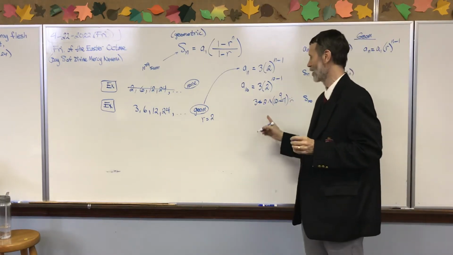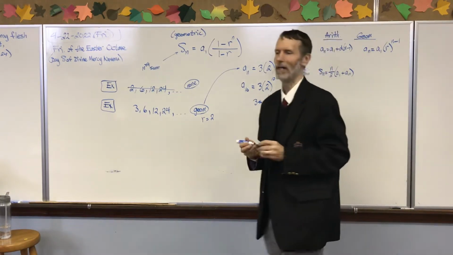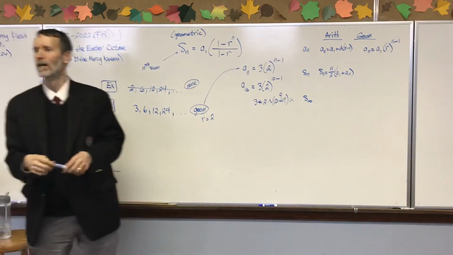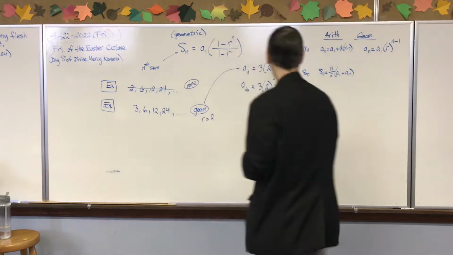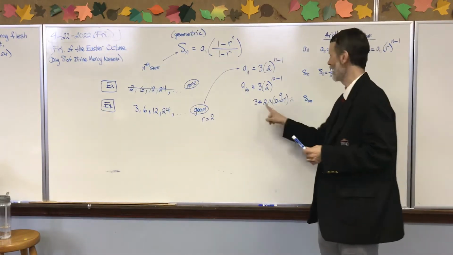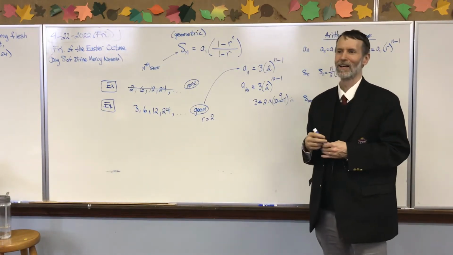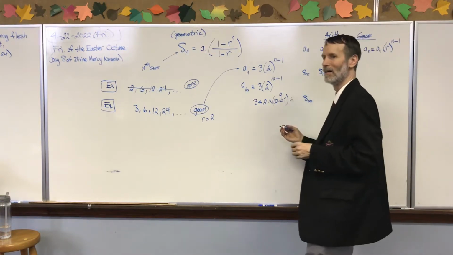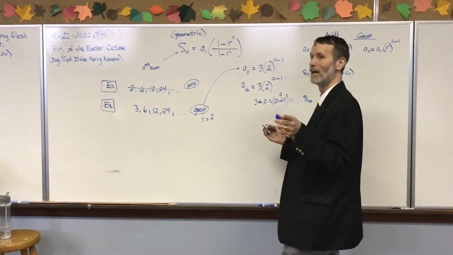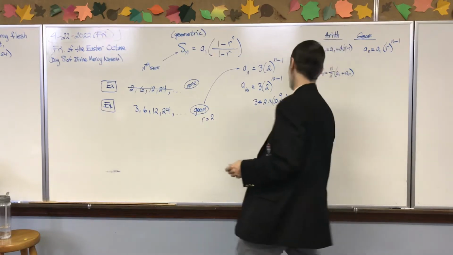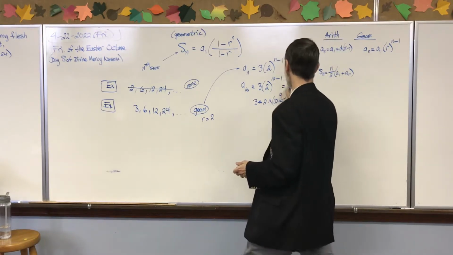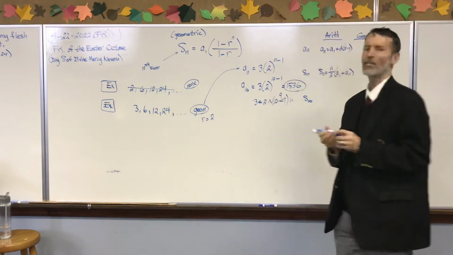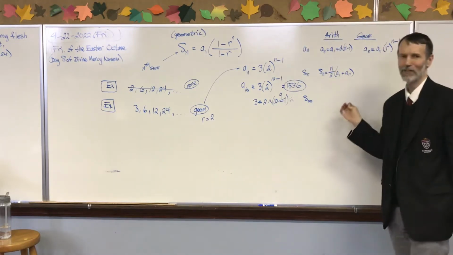So type that in, 3 times 2 to the power of 9. What do you get? That's 2 to the 9th. Now times 3. What do you got? 1,536. That is correct. So the 10th term in this sequence is 1536.